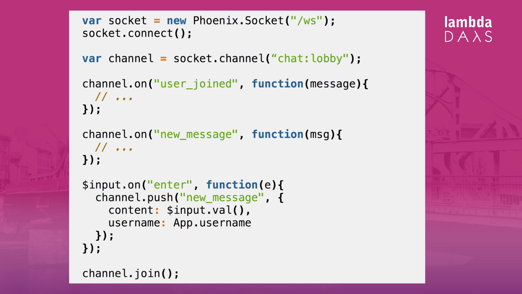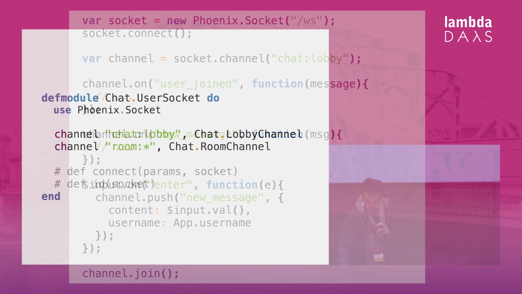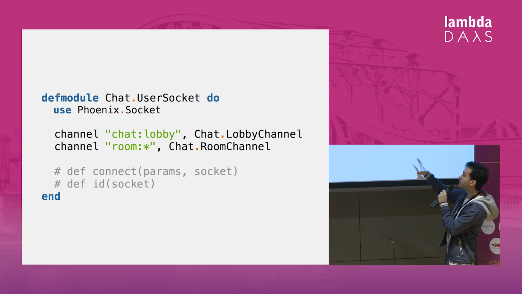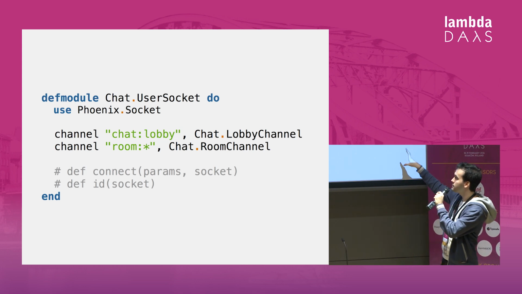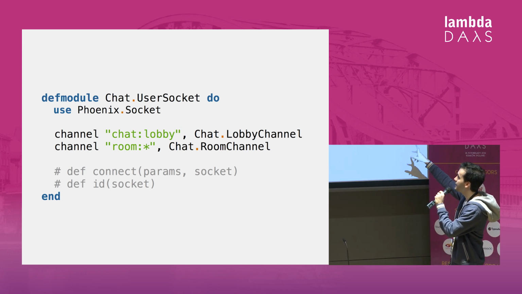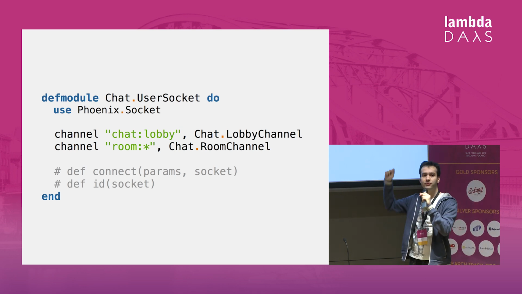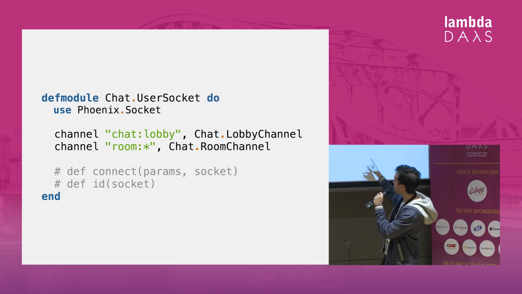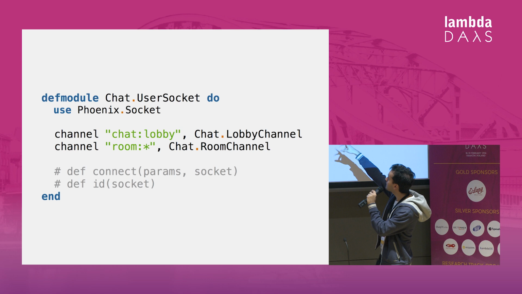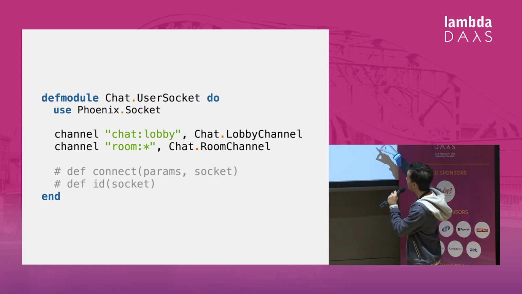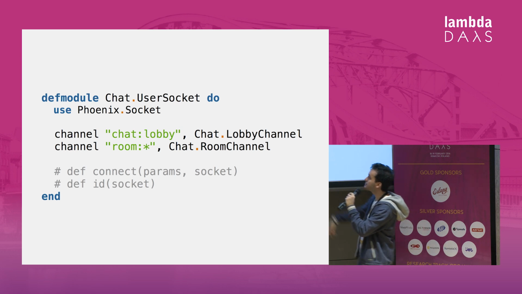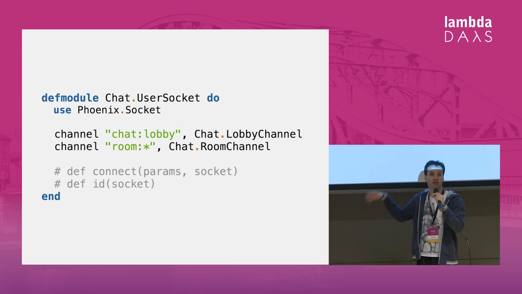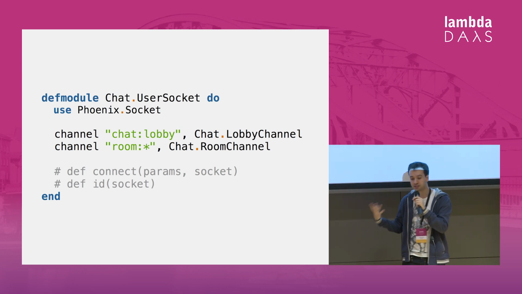And to make this work in the server, we really need two files. The first one mirrors the client: we need to define a user socket. And here's our first Elixir code. This is a very common pattern in Elixir. We define a module, in this case chat user socket, and we say use Phoenix.Socket to bring the socket functionality. And now I can say, if the user is sending messages on this chat lobby channel, I want it to be handled by the chat.lobby channel module. And if he's sending messages on the room channel, I want it handled by this other module. And here's exactly the place where you can do things like authentication and authorization and so on.